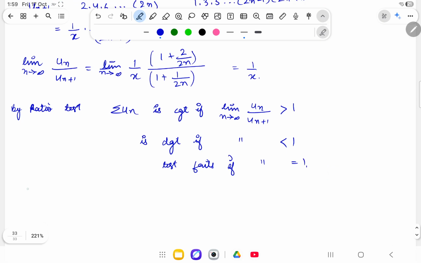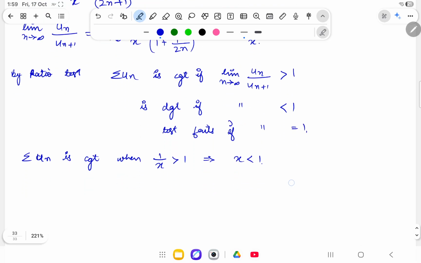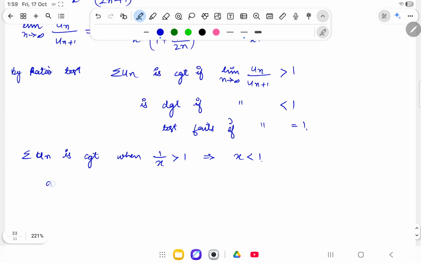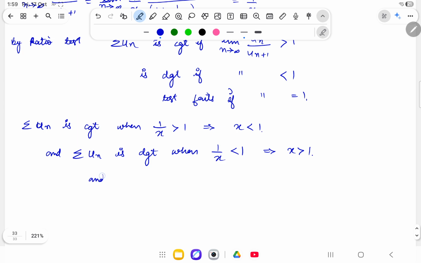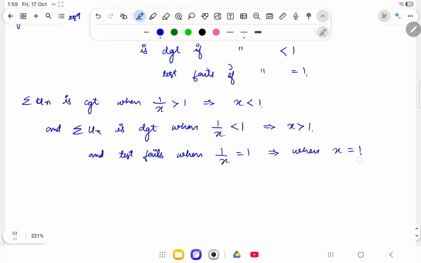So the given series summation un is convergent when 1 by x, that is our limit, is greater than 1. That means x is less than 1, and series summation un is divergent when 1 by x is less than 1. That means x is greater than 1, and the test fails when 1 by x is equal to 1. That means when x is equal to 1. Now let's check again using another test at this value, that is when x is equal to 1.